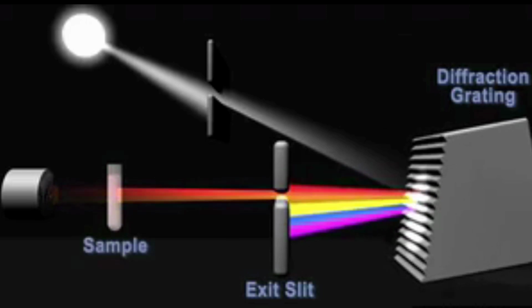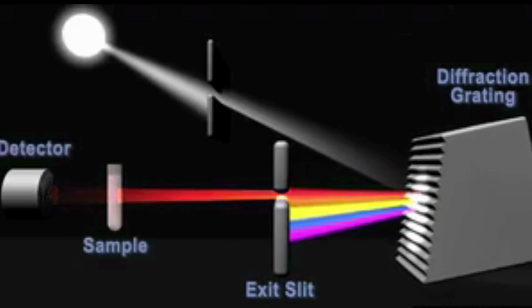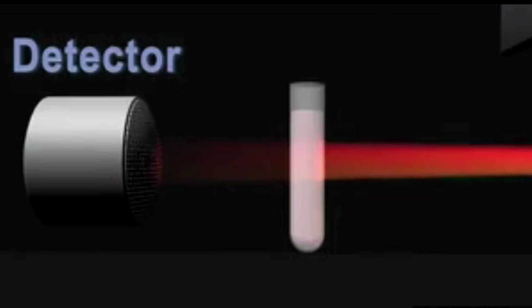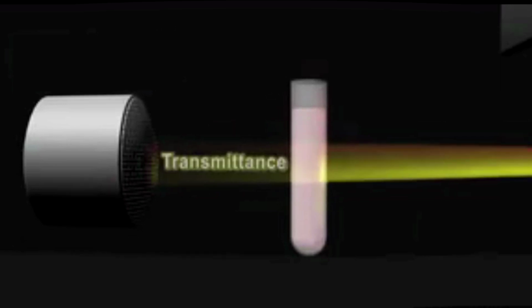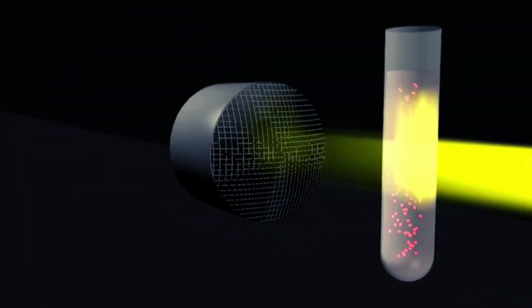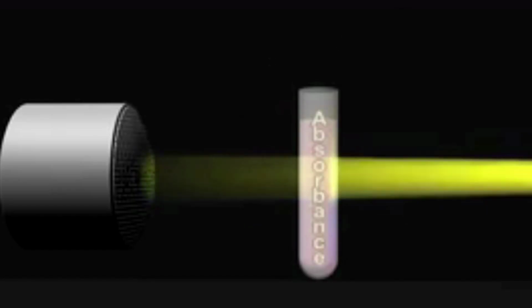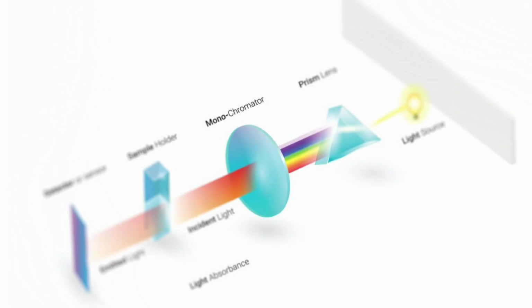Transmittance refers to the amount of light that passes completely through the sample and strikes the detector. Absorbance is a measurement of light that is absorbed by the sample. The detector senses the light being transmitted through the sample and converts this information into a digital display.